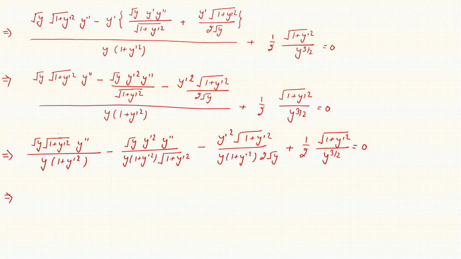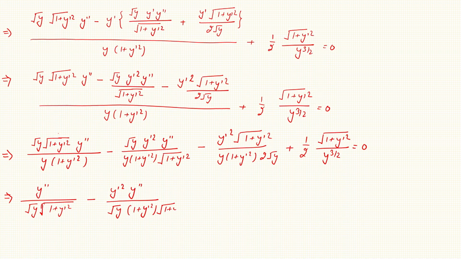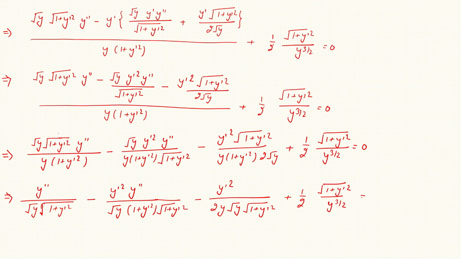This will be y double prime upon root y root 1 plus y prime square minus y prime square y double prime upon root y (1 plus y prime square) into under root 1 plus y prime square, minus y prime square divided by 2y root 1 plus y prime square, plus half under root 1 plus y prime square upon y to the power 3 by 2 is equal to 0.